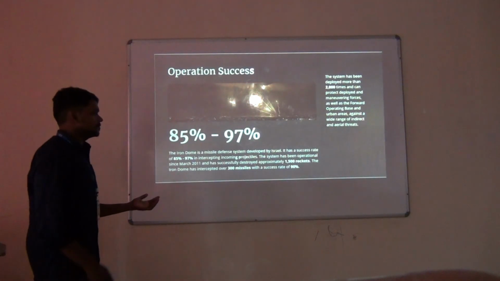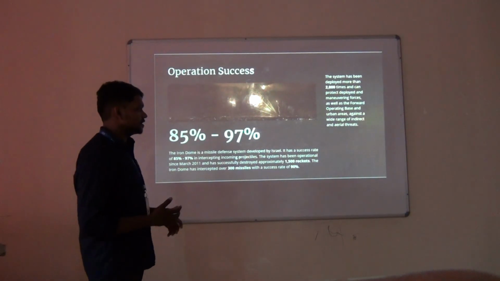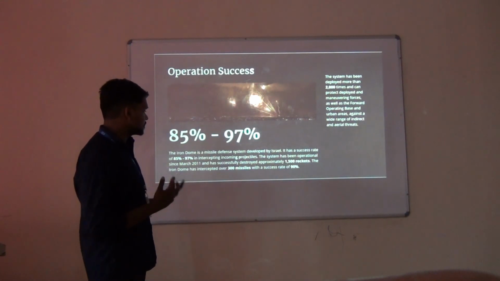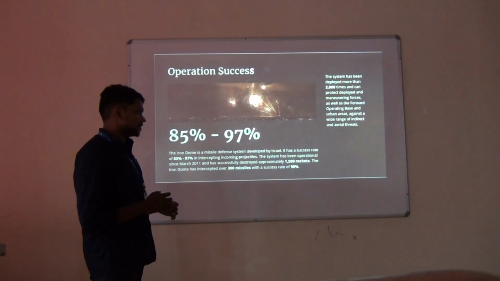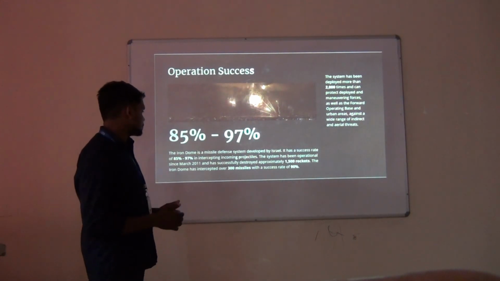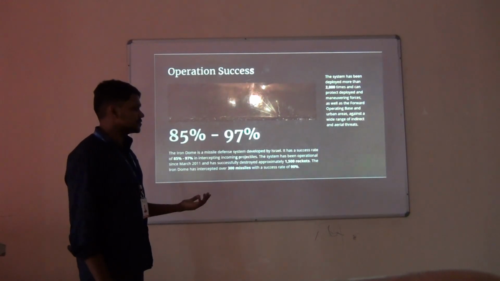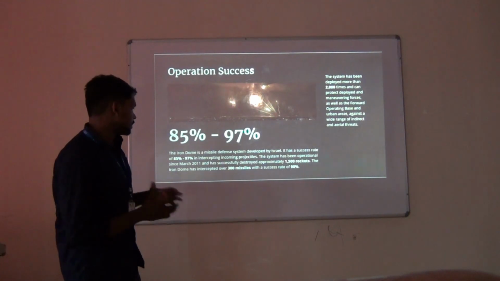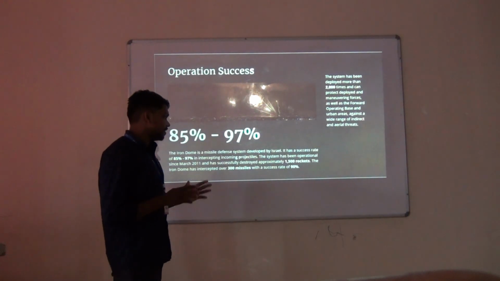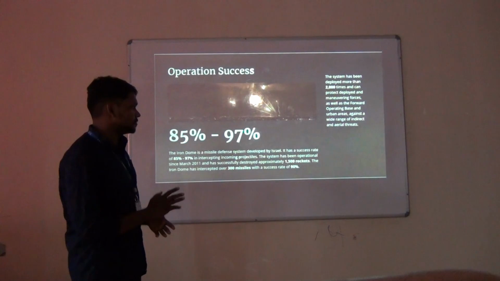So the Iron Dome is a missile defense system developed by Israel. It has a success rate of 85 to 97% in intercepting incoming projectiles. The system has been operational since March 2011 and has successfully destroyed approximately 1500 rockets. The Iron Dome has intercepted over 300 missiles with a success rate of 90%.